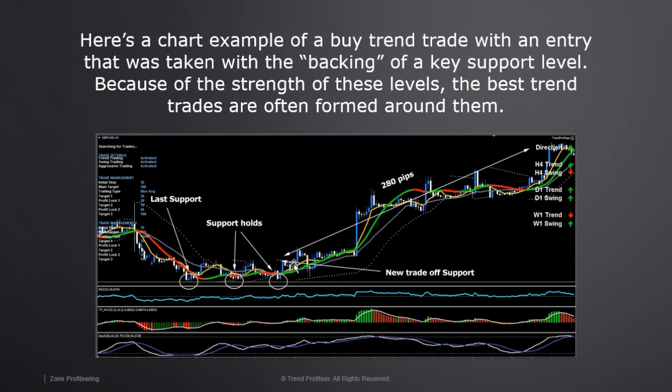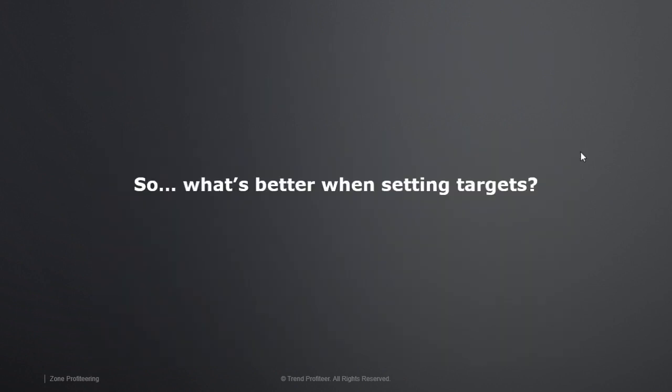Now, here we have a new trade off support. We've actually got a couple here. We've got a trend trade here, we've got a swing trade here, another one here. So without getting into the actual trade entries, the point is that you want to buy when you're close and above a support level. In this case, support held and the trade moved up towards close to 300 pips.